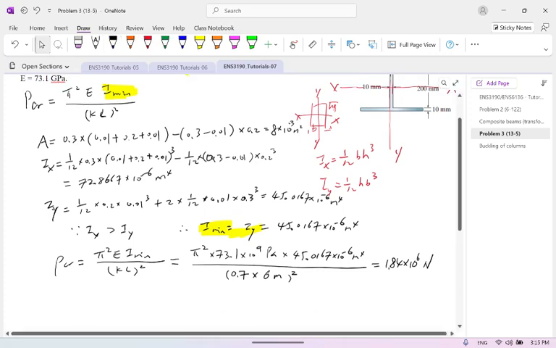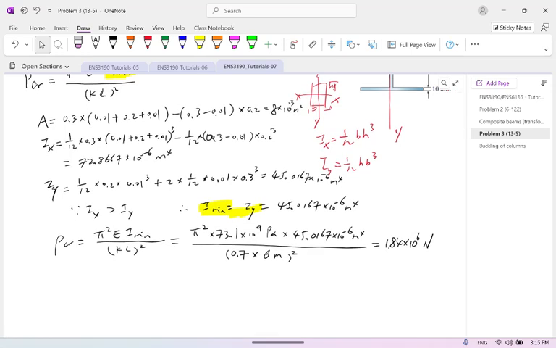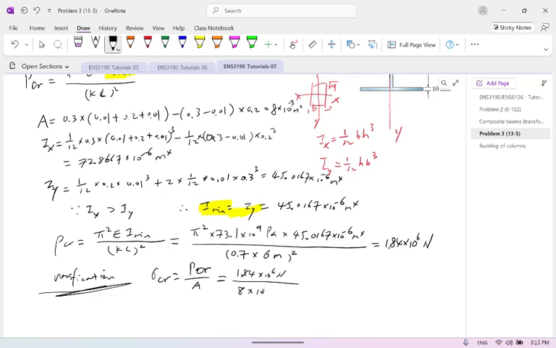So remember, here it is not finished. Not finished, okay? That's why we still should do verification. So we work on sigma CR is equal to PCR over A, equal to 1.84 times 10 power 6 newtons over the area we worked out, 8 times 10 to negative third square meter. So that's why from here, 230.15 megapascal.